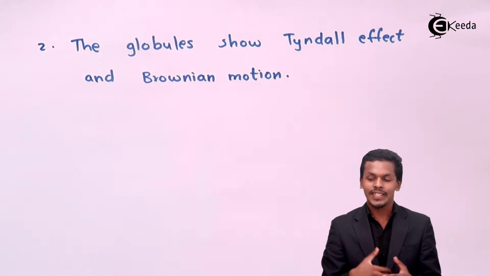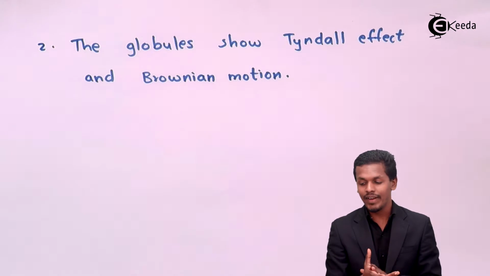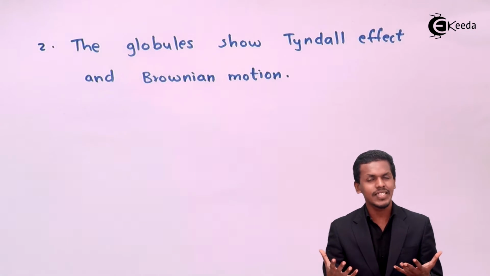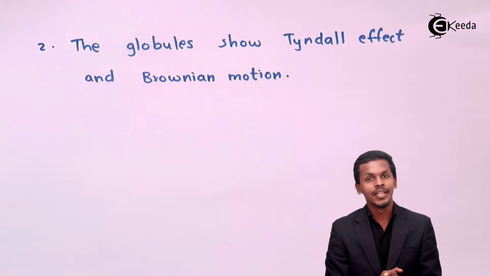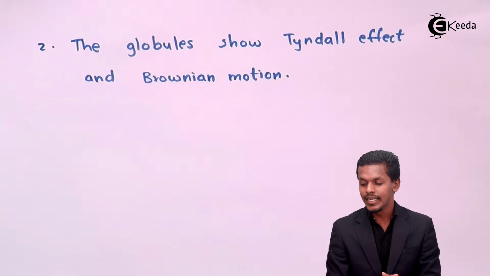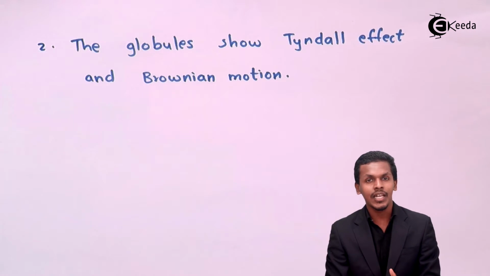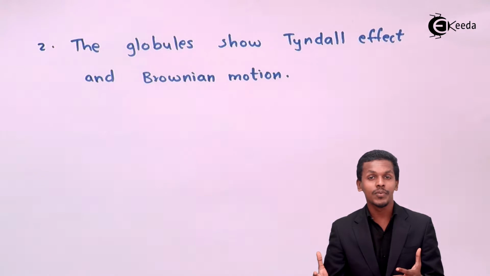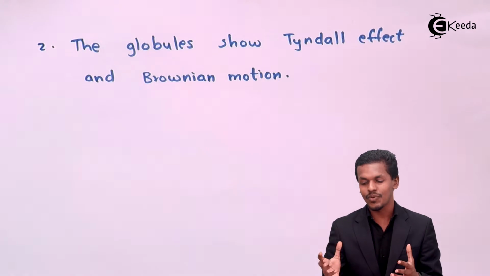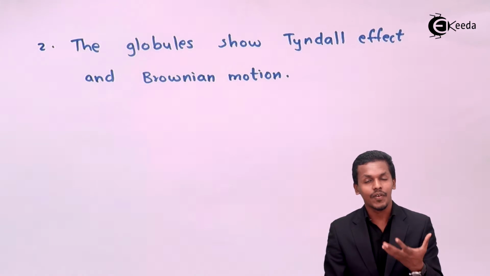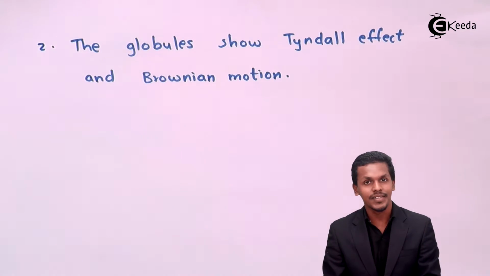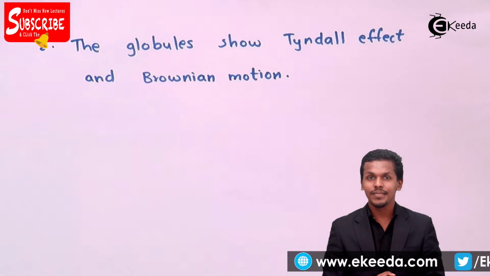The second point is that the globules show the Tyndall effect and Brownian motion, because we are talking about a colloidal solution. Therefore this dispersed phase, which we know as globules, has the property to show the Tyndall effect as well as Brownian motion. We have discussed both of these, and you could see that the globules can exhibit these properties. So now talking about the third point.